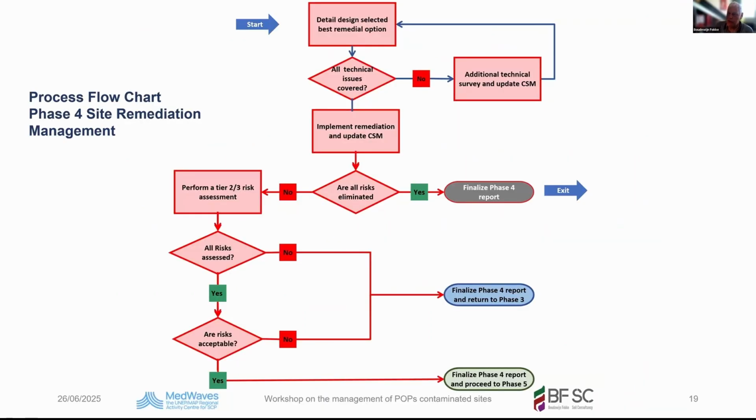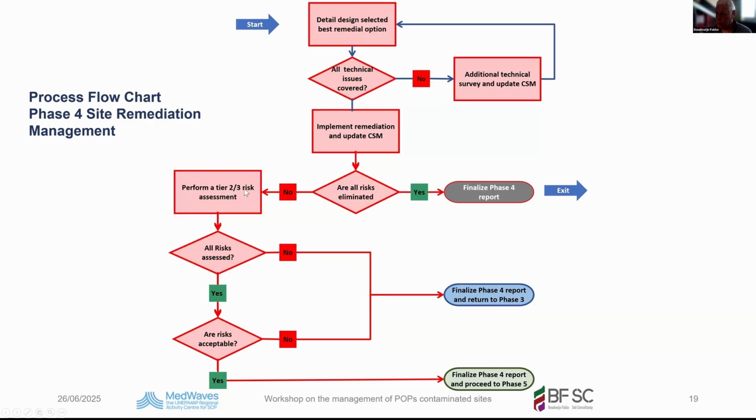Then we come to the last 2 slides of this presentation, which is the flow diagram of phase number 4. Detailed design of the selected best remedial option. All technical issues are covered, no additional technical survey needed, update the conceptual site model, and you go back. Implement remediation and update your conceptual site model, because you have changed the situation. All risks are eliminated? Yes. Okay, you can finalize. No, not all risks are eliminated.